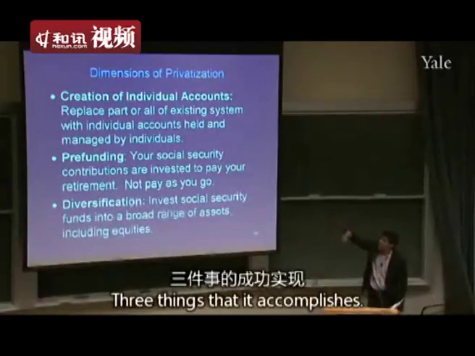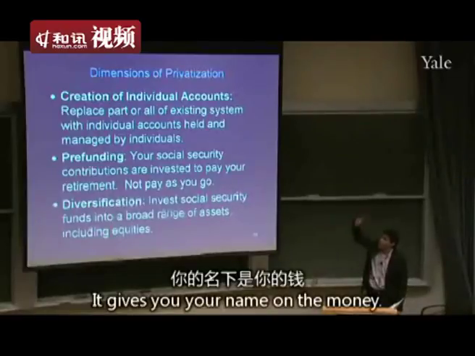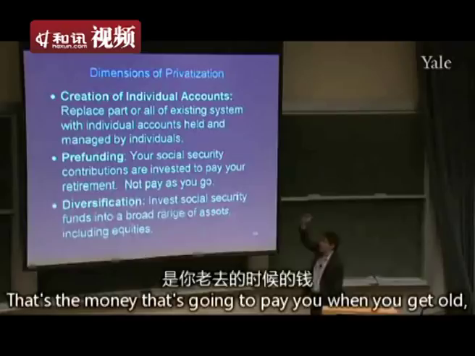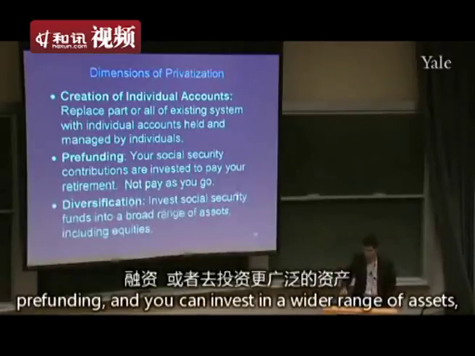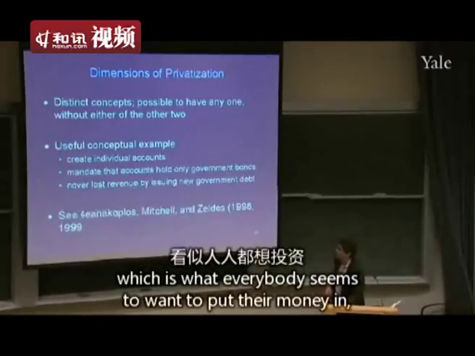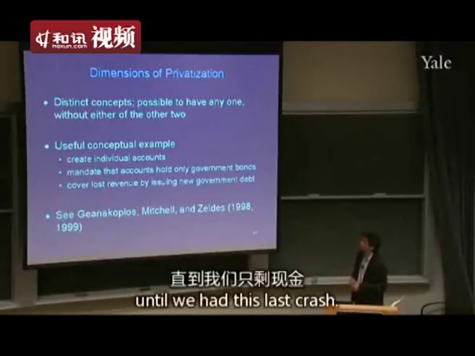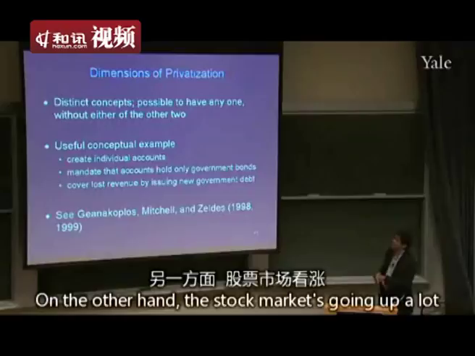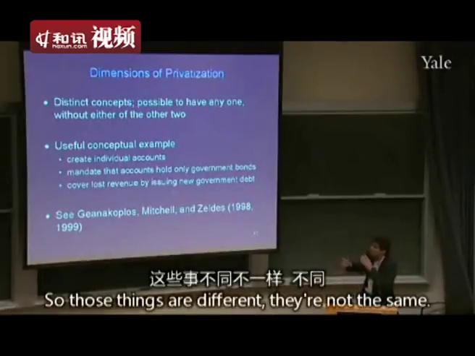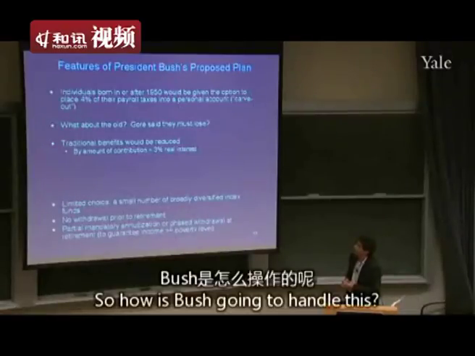Three things it accomplishes. It gives you your name on the money. It's your money. That's the money that's going to pay you when you get old, pre-funding. And you can invest in a wider range of assets, especially the stock market, which is what everybody seems to want to put their money in, or at least used to until we had this last crash. On the other hand, the stock market's going up a lot, so people are getting less nervous about it. So those things are different. They're not the same.